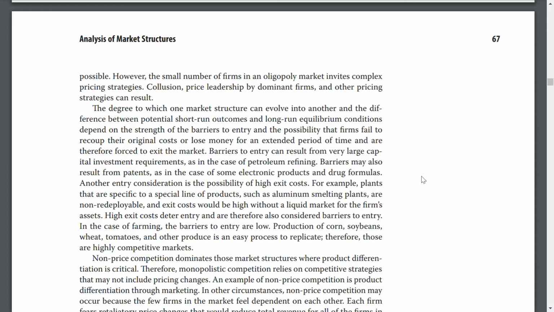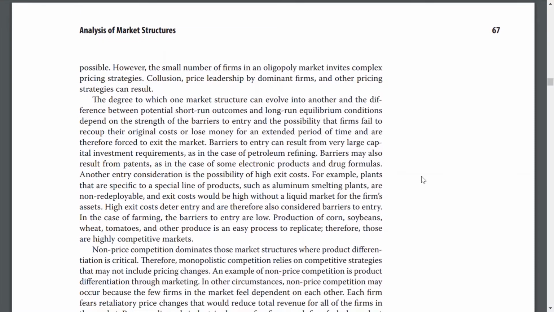The degree to which market structures can evolve into another, and the difference between the potential short-run outcome and the long-run equilibrium conditions, depends on the strength of the barriers to entry and the possibility that firms fail to recoup their original cost or lose money for an extended period of time and are therefore forced to exit the market.